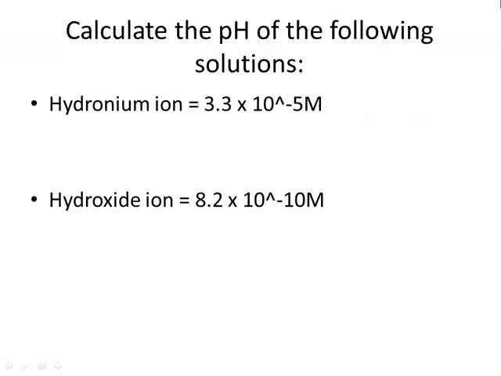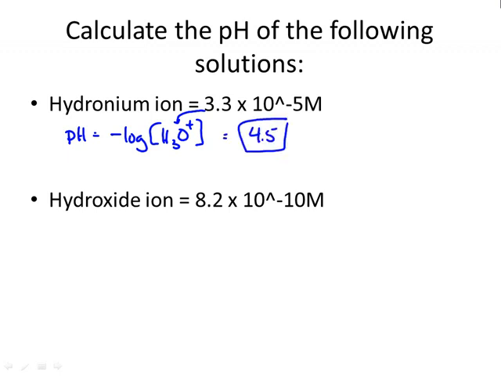Calculate the pH of the following solutions. If my hydronium ion is 3.3 times 10 to the negative 5th, I know that pH equals the negative log of the hydronium ion. So I'm simply going to place this number in here and take the negative log of it. The negative log of 3.3 times 10 to the negative 5th is 4.48, so I'm going to make that 4.5.